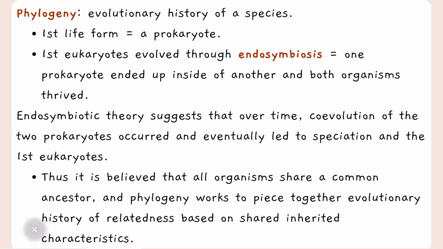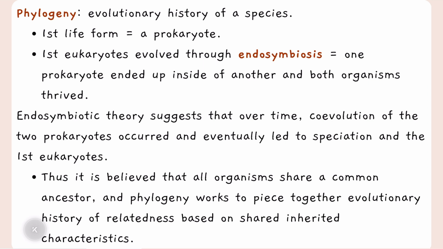So when we're talking about phylogeny, we're looking at the evolutionary history of a species. And looking at that in the absolute broadest sense, scientists believe that the first type of life form was a prokaryote. That makes sense because they're very simple. They don't have a lot going on. We talked about that in our cells unit. And they believe that the first eukaryote evolved through the process of endosymbiosis. So endo means inside, right? And then symbiosis means living together. So this is where one prokaryote ended up inside of another one, and it was kind of a win-win situation.